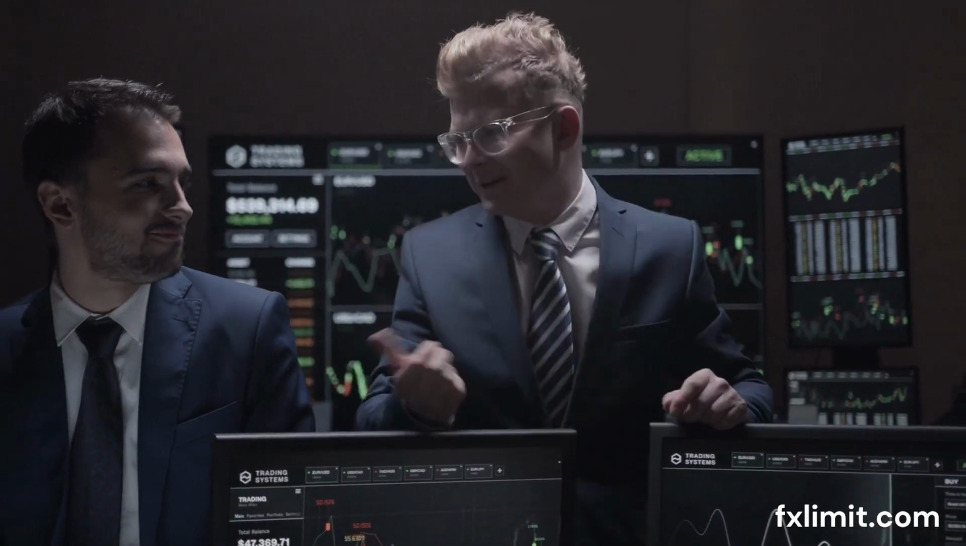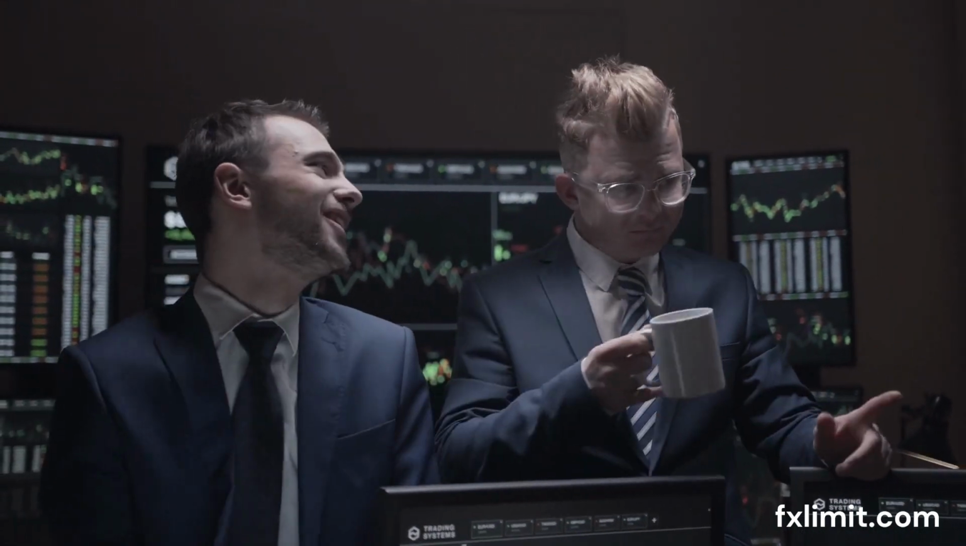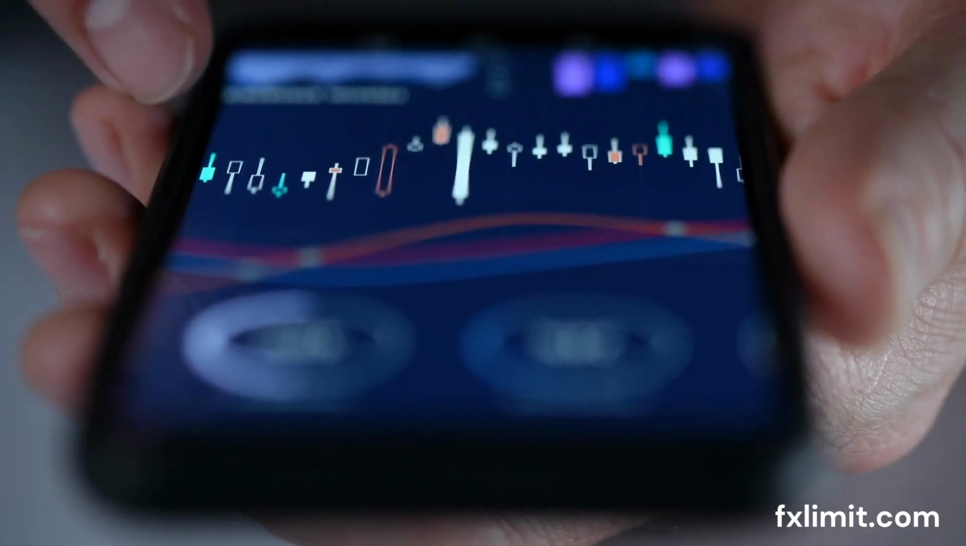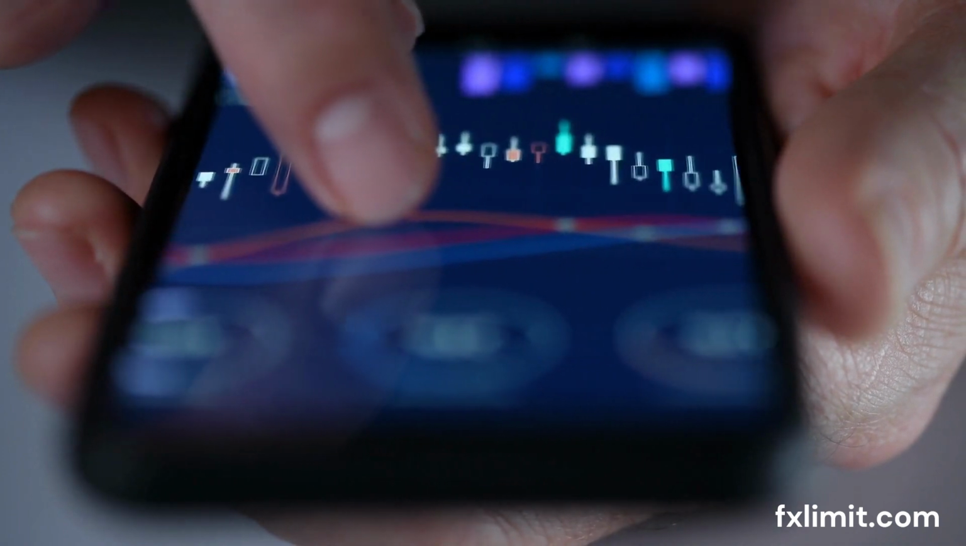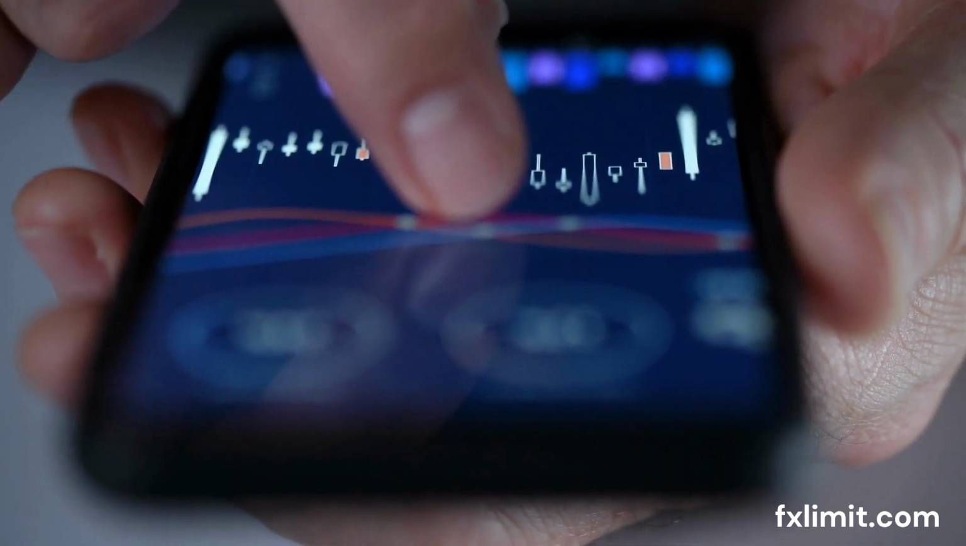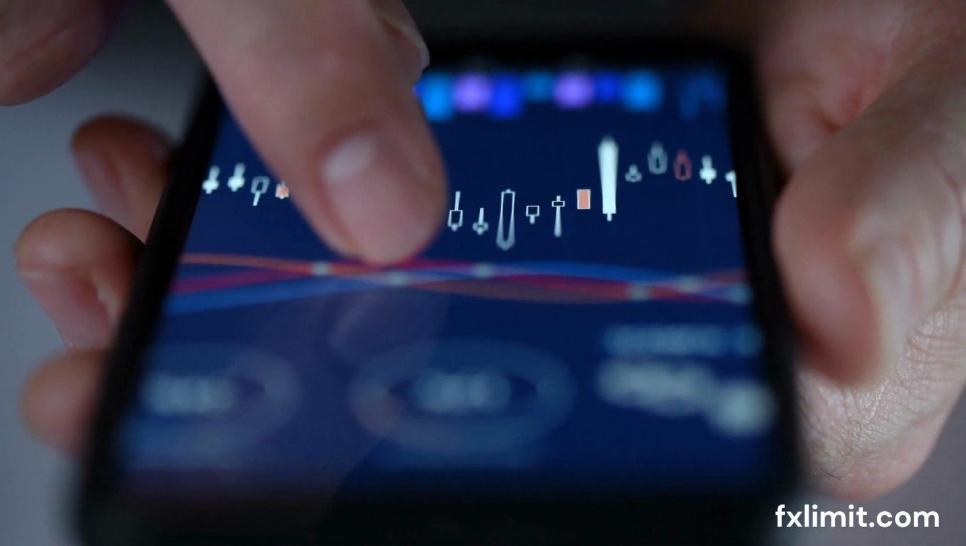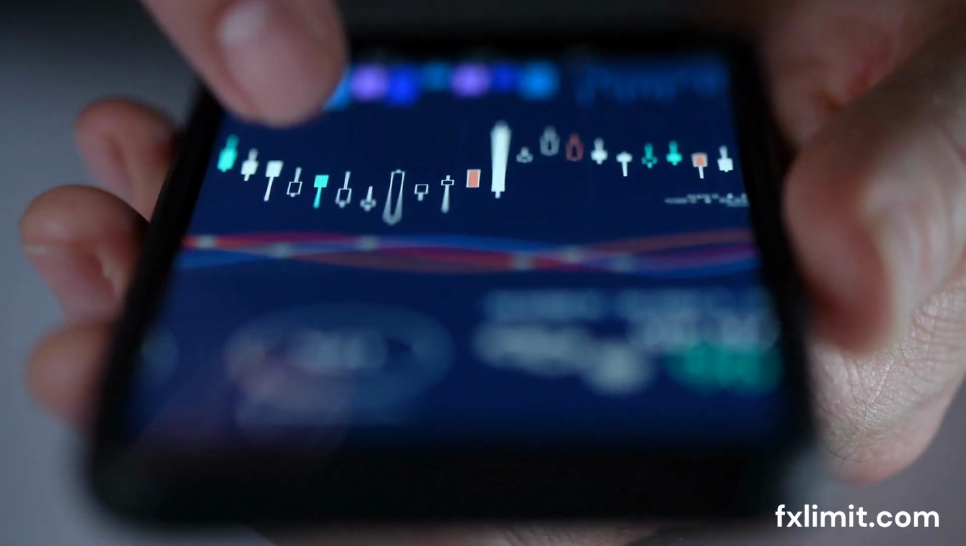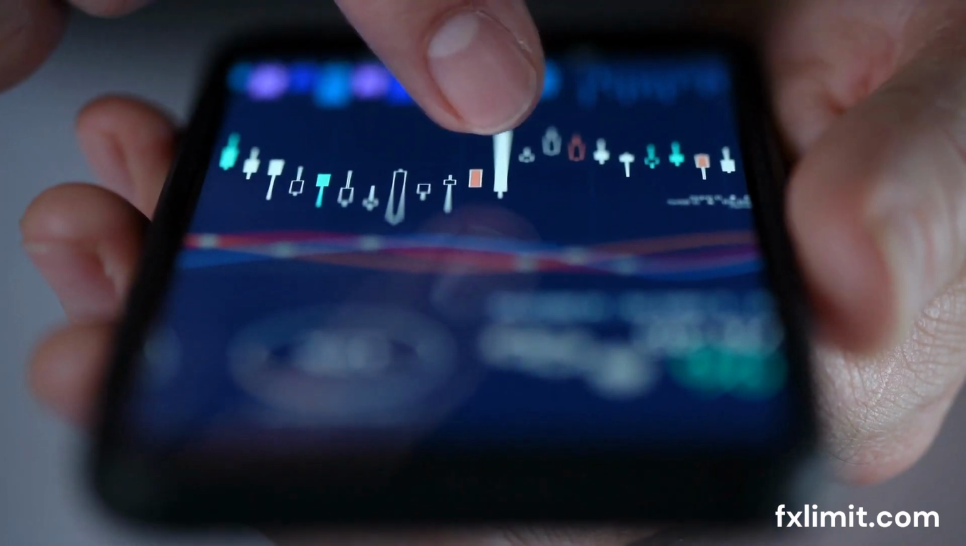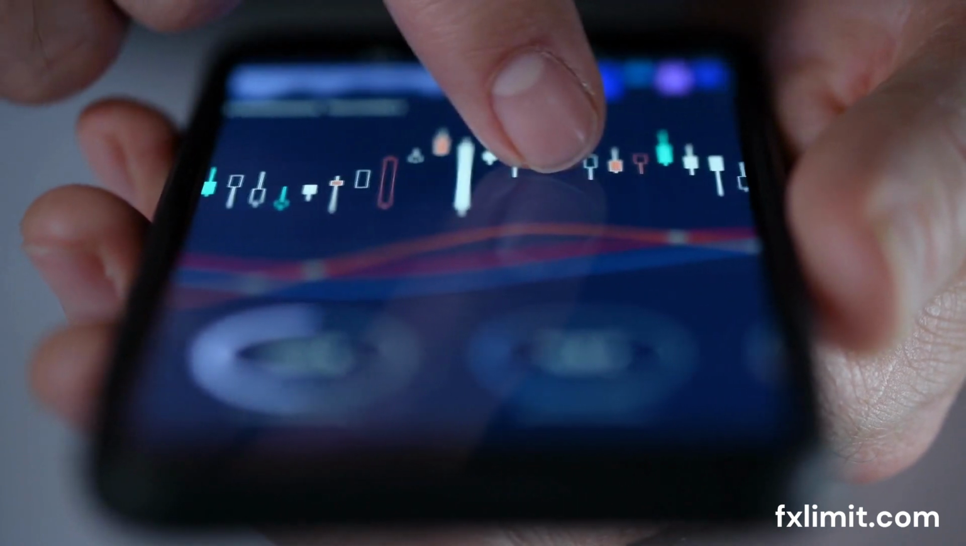In summary, both the ADX and MACD are powerful tools in a trader's arsenal. The ADX helps you gauge the strength of a trend, while the MACD gives insights into both trend direction and momentum. Remember, these indicators are most effective when used in conjunction with other analysis tools and in the context of an overall trading strategy.